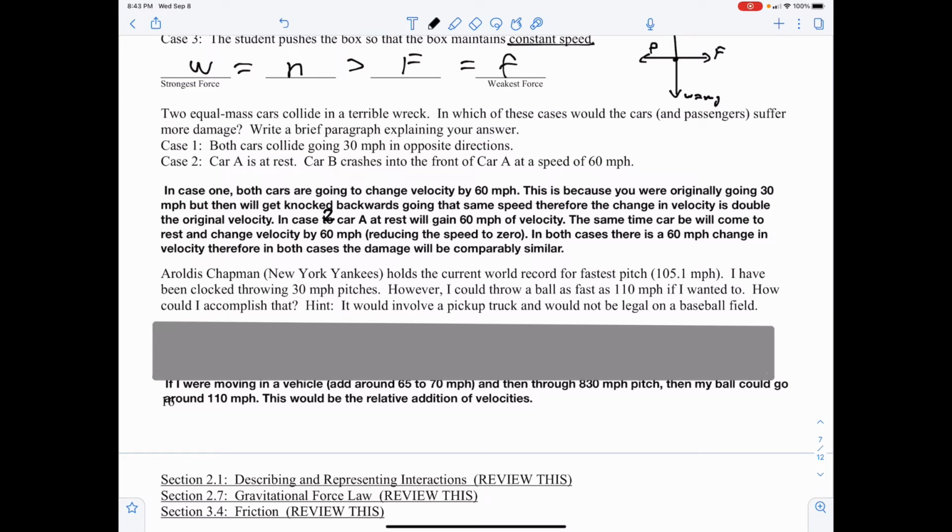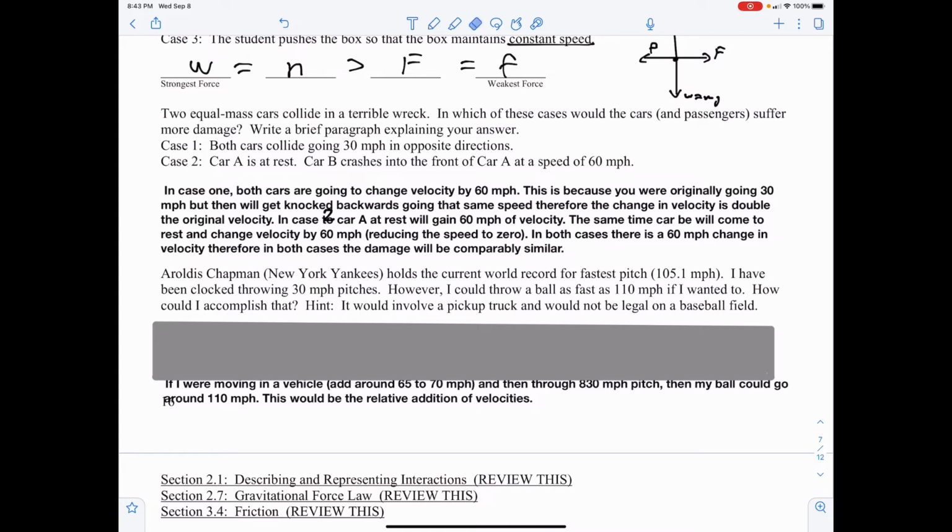Aroldis Chapman of the New York Yankees currently holds the world record for the fastest pitch at 105.1 miles per hour. I've been clocked throwing 30-mile-an-hour pitches. However, I could throw a ball as fast as 110 miles per hour if I wanted to. How could I accomplish this? Hint, it would involve a pickup truck and probably would not be legal on a baseball field.